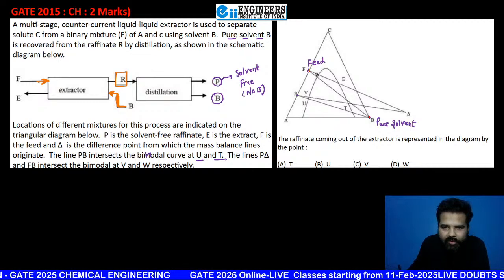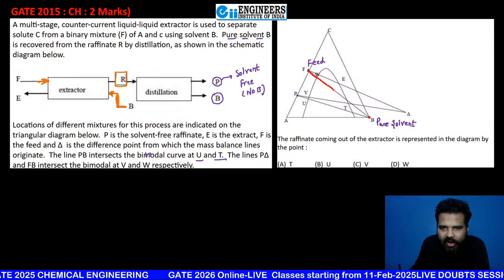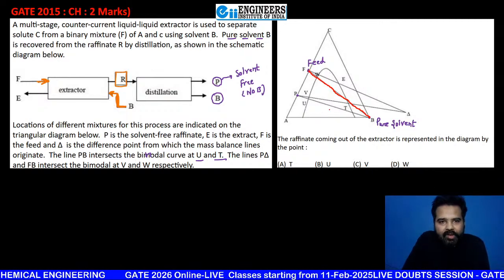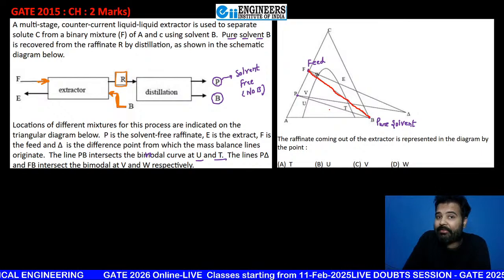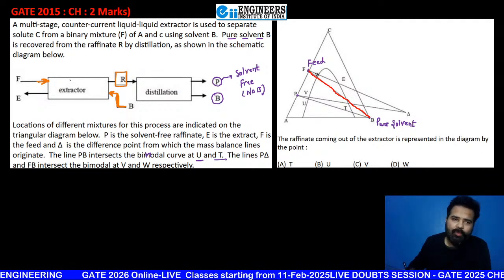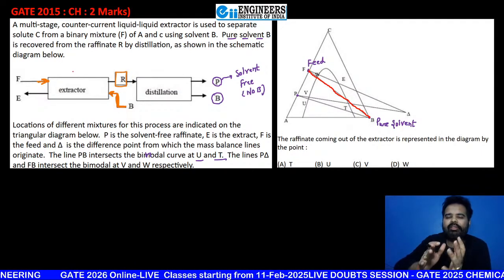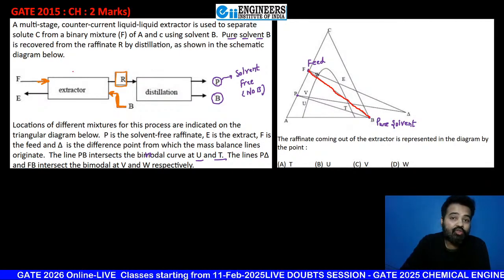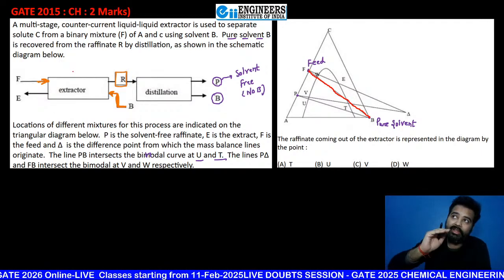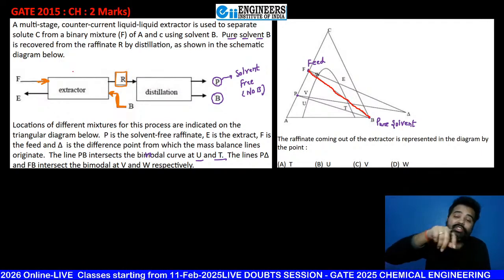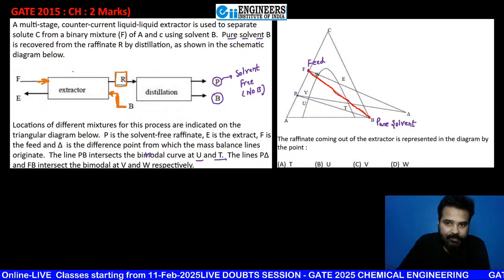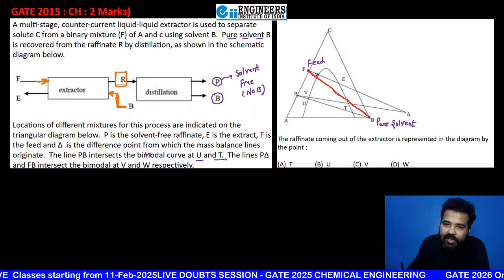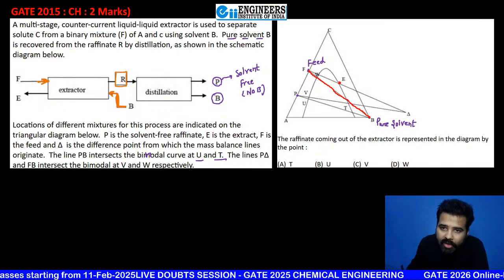This is beautiful F. Okay, so this is my first line. I joined these two lines. Then what will happen? We are mixing F and B in the mixer. Actually this extractor has two parts, mixer and settler. After mixing, if we leave it for some time, you can find two phases. Two liquid phases, because these two phases are immiscible in each other. So two phases, and those two phases definitely should be on the binodal curve. So one phase is here like this, E, the extract phase.